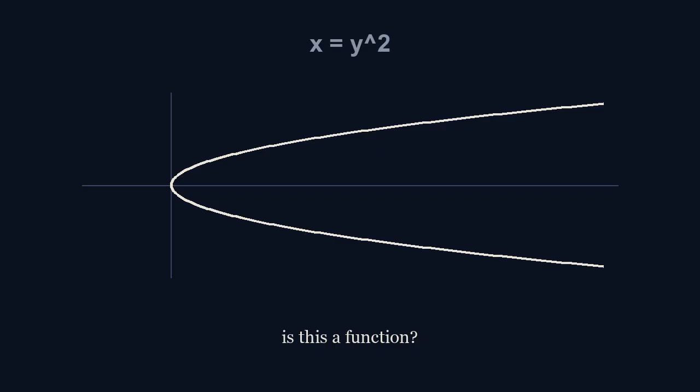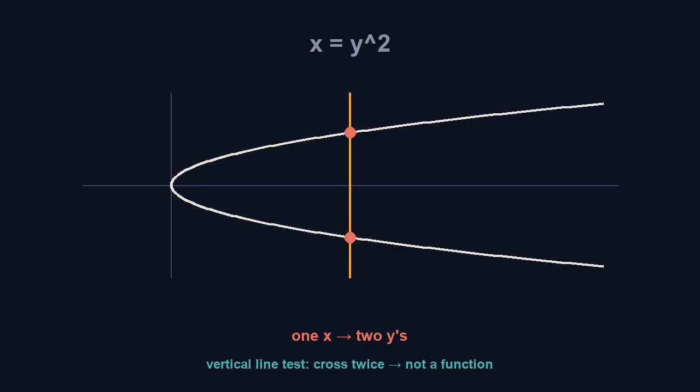New graph. A sideways parabola. Is this the graph of a function? Lock in your guess. 3, 2, 1. Draw a vertical line through it, anywhere past the tip. It crosses twice. One single x value gives you 2 different y values, and a function is only allowed to give 1 output per input. Cross twice, and it's not a function. That's the whole vertical line test.